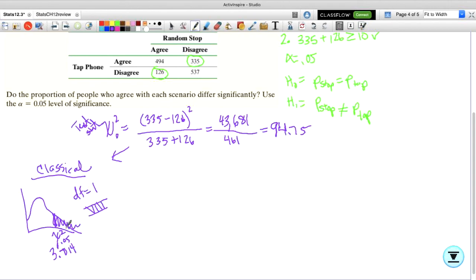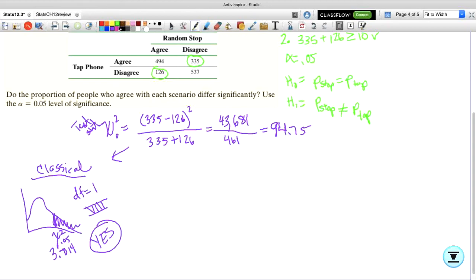So clearly 94 is going to be way over here. It's going to be way in the shaded region. So yes, it would be in the shaded region. Yes, there's enough evidence to reject our null and accept our alternative. So there's enough evidence to say that they are statistically different.